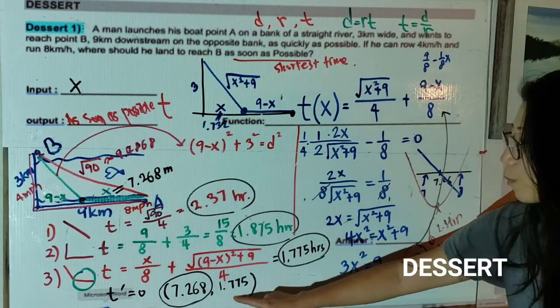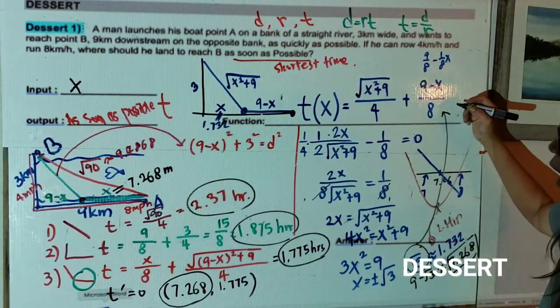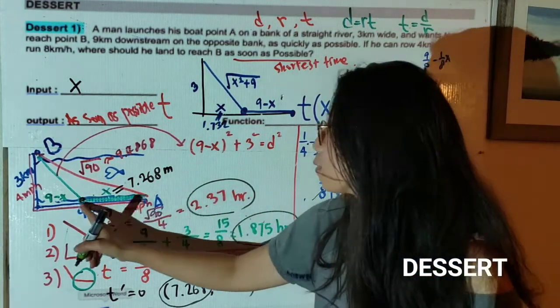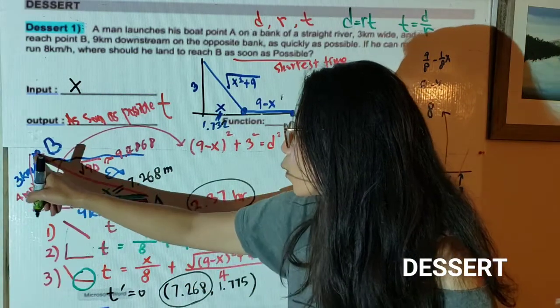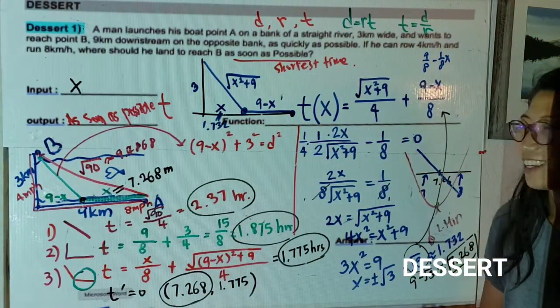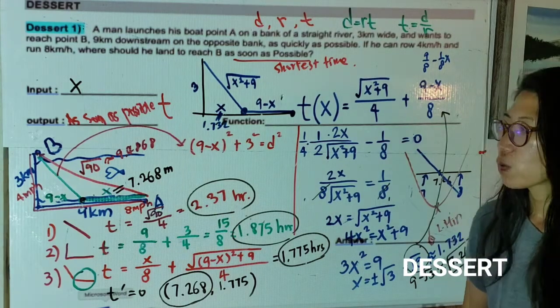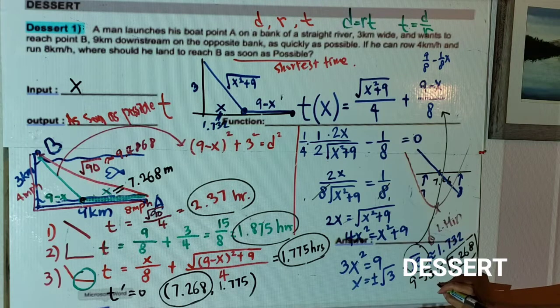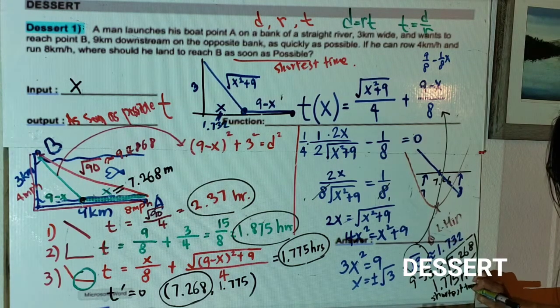Same answer, 1.775. So I minimized the time it takes after you walk 7.2 meters and then row the boat. The rest of them will give you longer times; this gives the minimum time to get there. It's pretty interesting, right? So I want you to understand, and then your answer will be 1.775 hours as the minimum time, as the shortest time. I hope you can see.